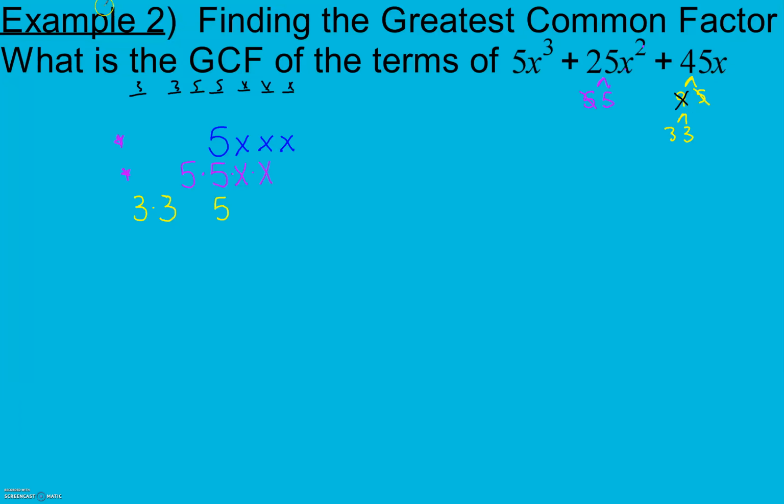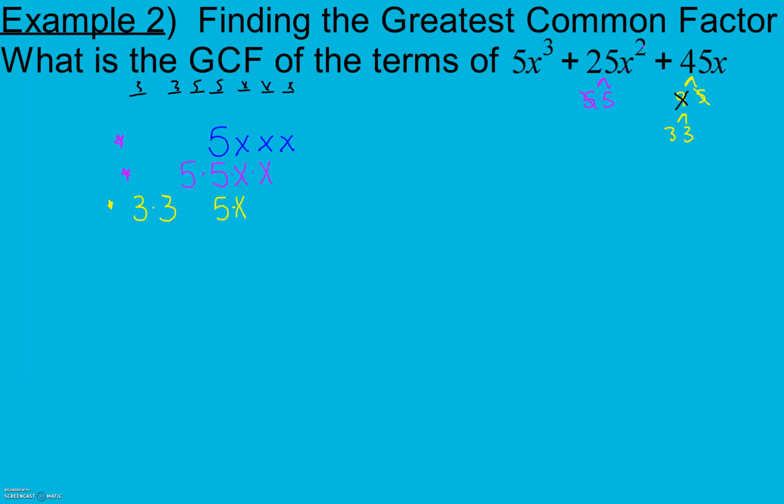I also have an X here, so I'm going to make sure to put that in my columns. So, real quick double check, 5x cubed, perfect. 5 times 5, 25, x squared, perfect. 3 times 3 is 9, times 5 is 45x, wonderful. So all of our rows, check.